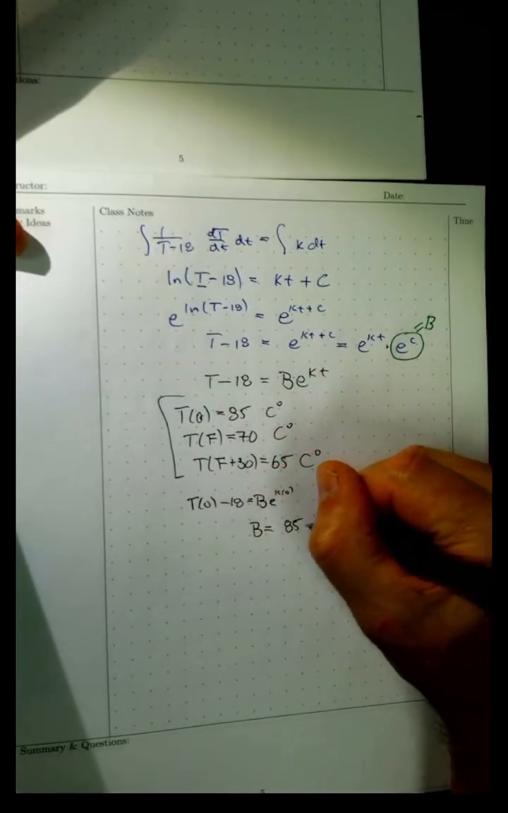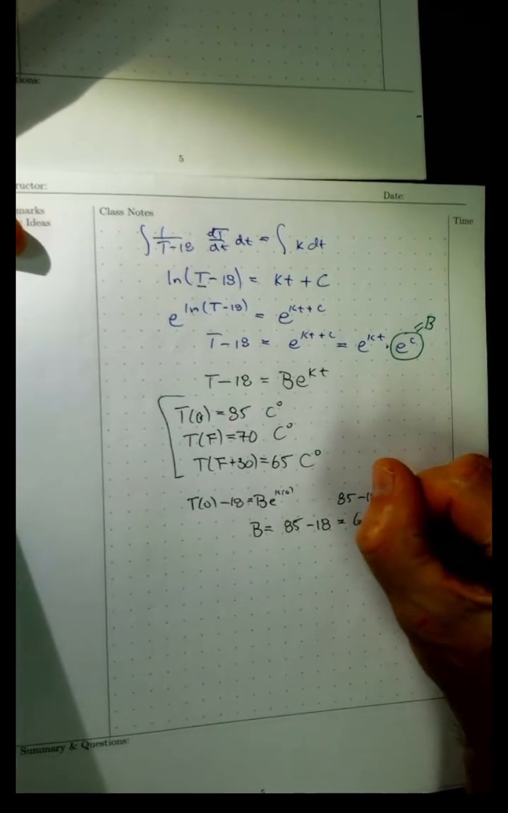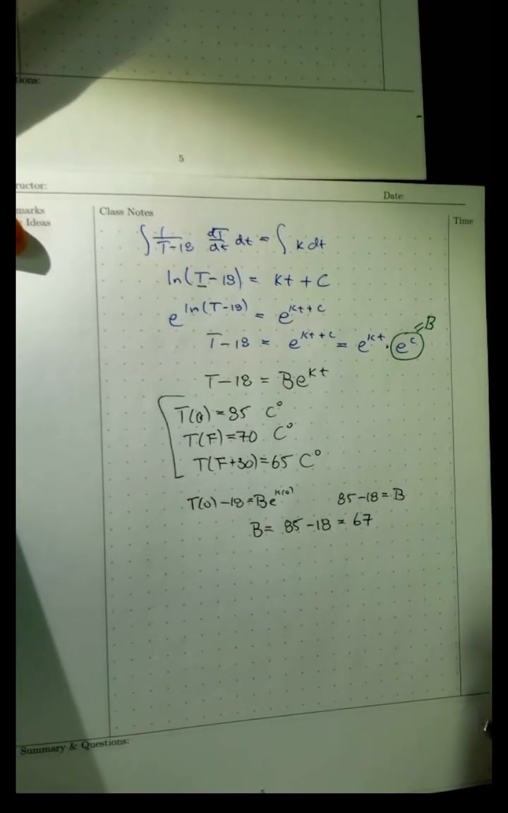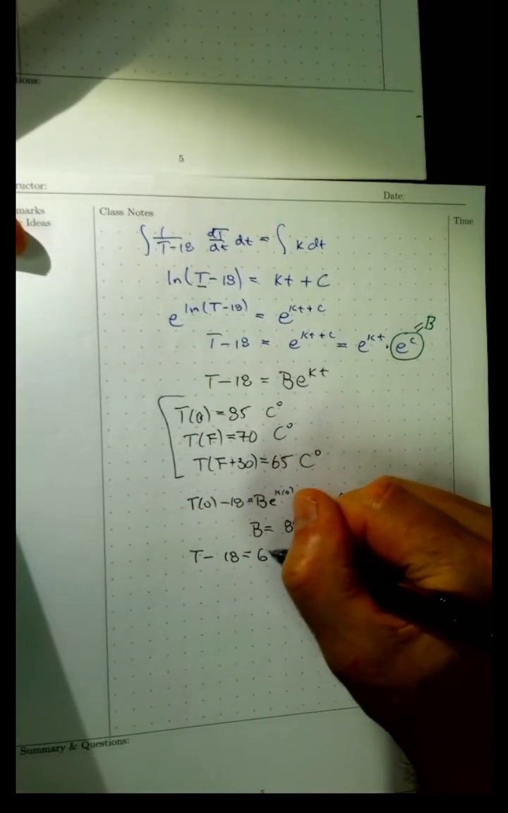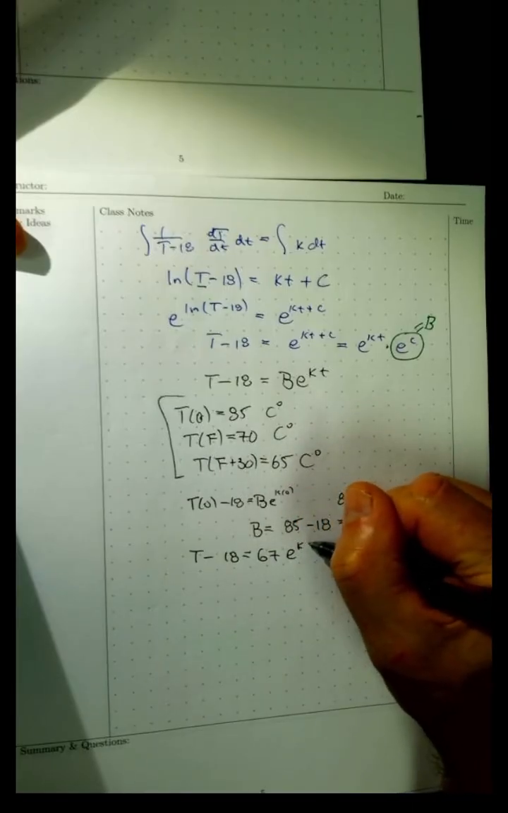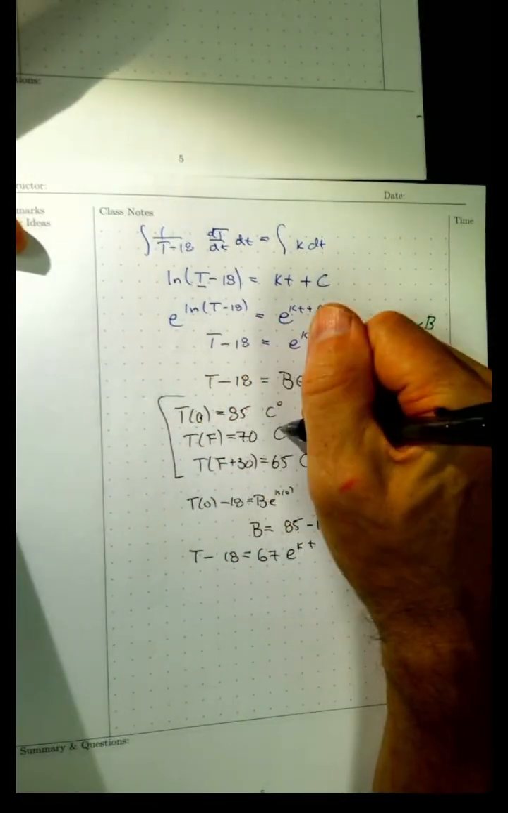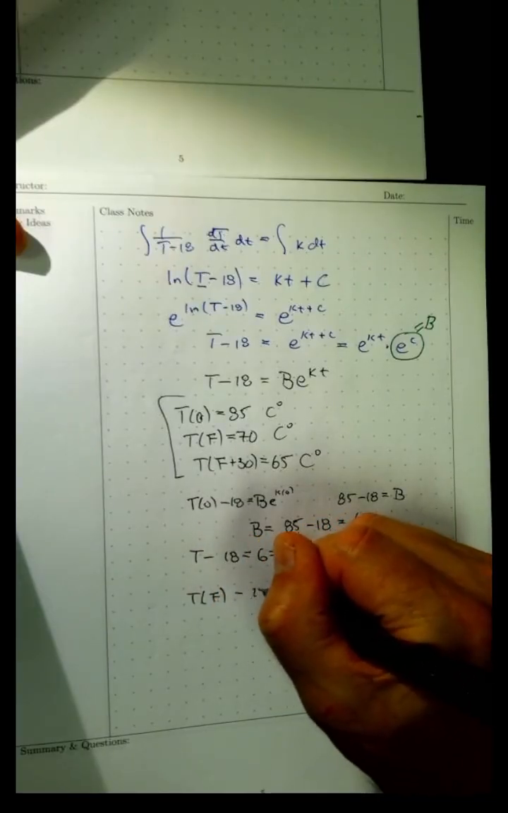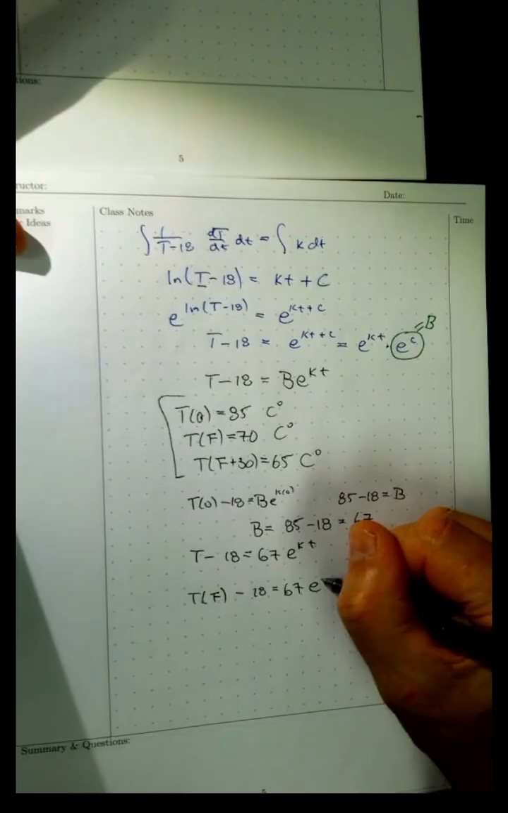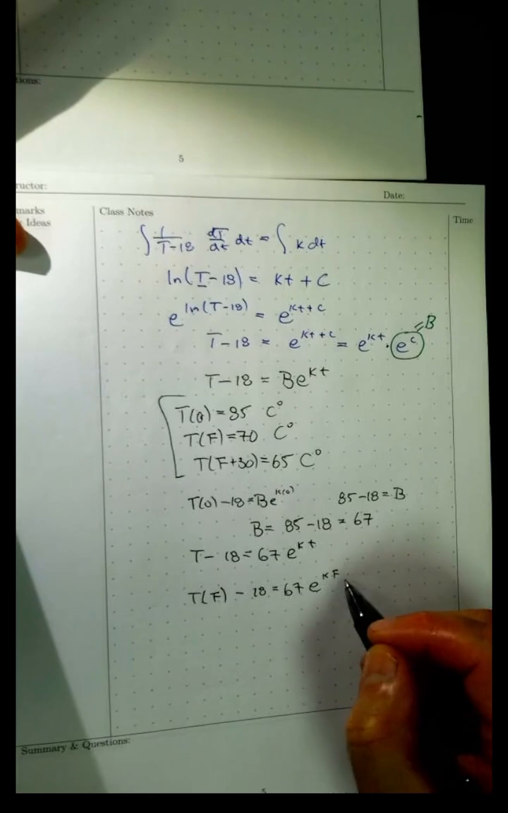b is 85 minus 18. So that's what, 75? So that's going to be, what, 67. Okay, so my equation now looks like T minus 18 equals 67 e to the kt. All right, I'm just going to plug in this and see what it looks like, because I don't know. When t equals f, I get T of f minus 18 equals 67 e to the kf.